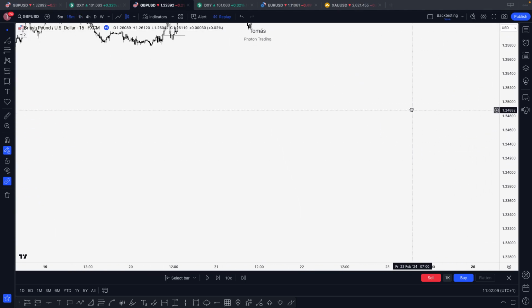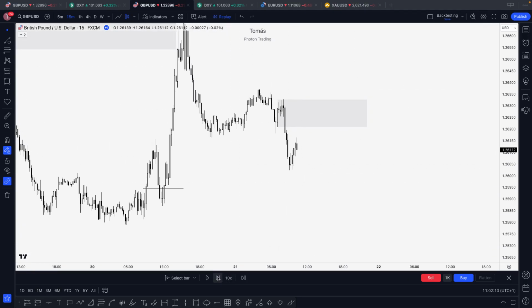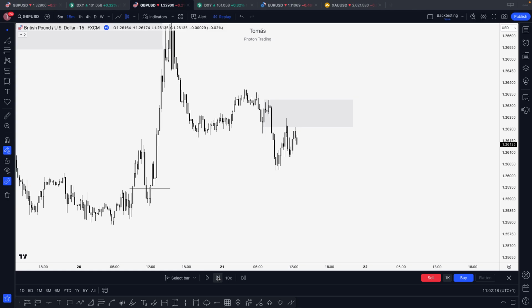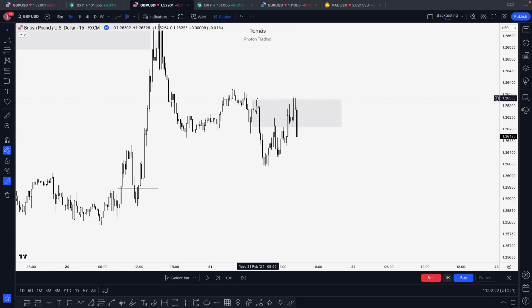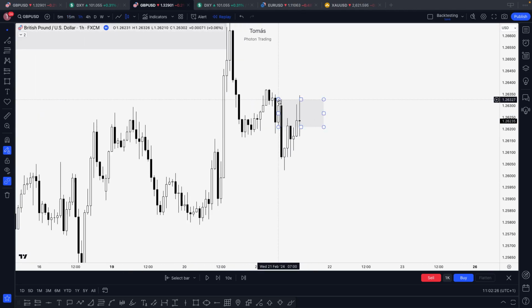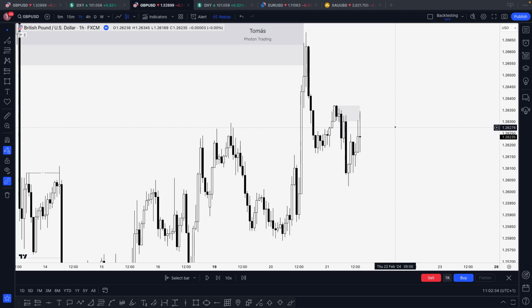So yeah, quite simple. So let's see if we have an entry. Yes, we swept this, but we're still within these POIs, like this range. So I'm still interested, to be honest. Okay, something that I'm still interested.